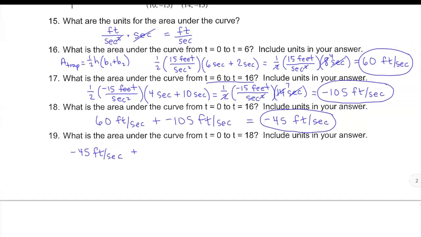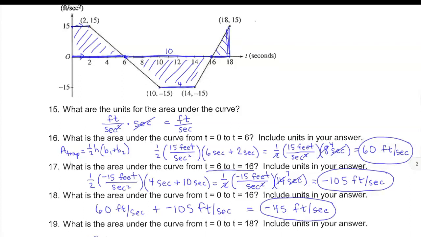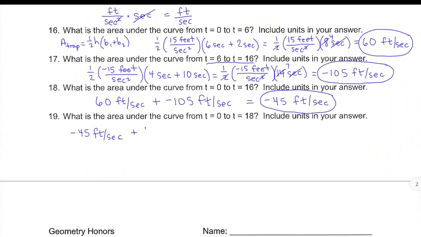From t equals 16 to t equals 18 is a right triangle. The base of the right triangle is 2, and the height of the right triangle is 15. So we set up 1/2 base times height. 1/2, the base is 2 seconds, and the height is 15 feet per second squared. Let's cancel the units that we can cancel. The 2 will cancel with the 2 as well. So I will have to add negative 45 plus 15, which is negative 30 feet per second.